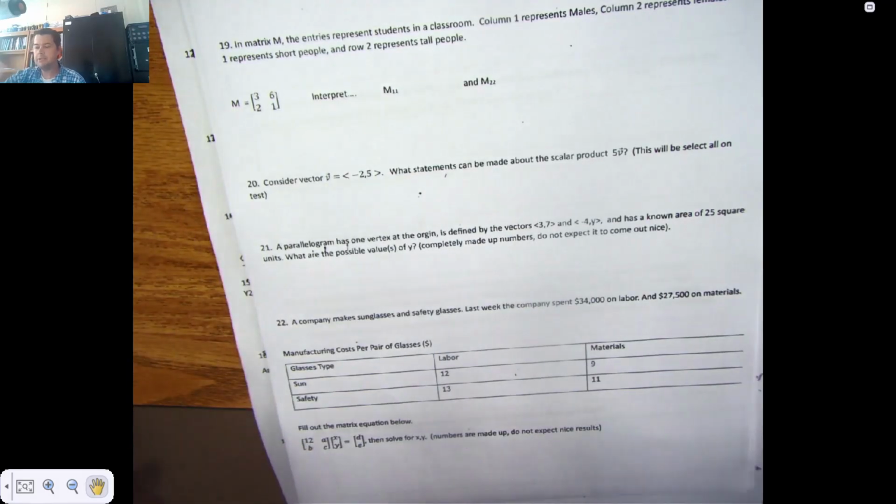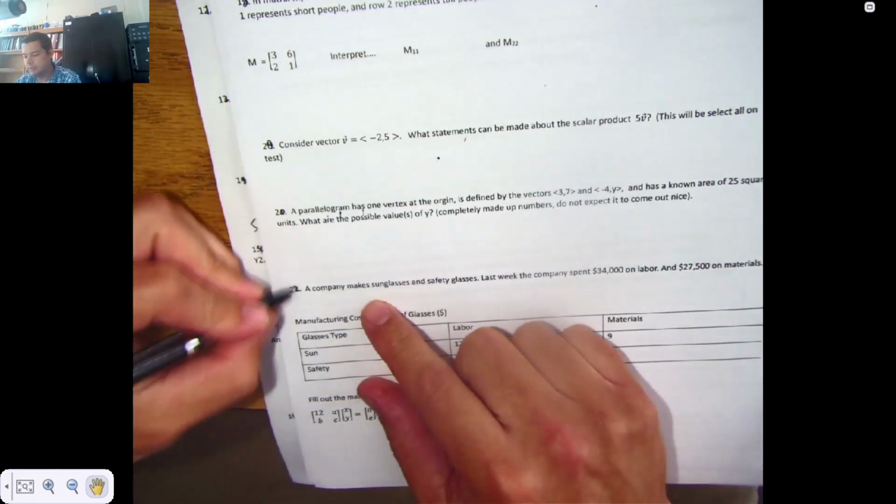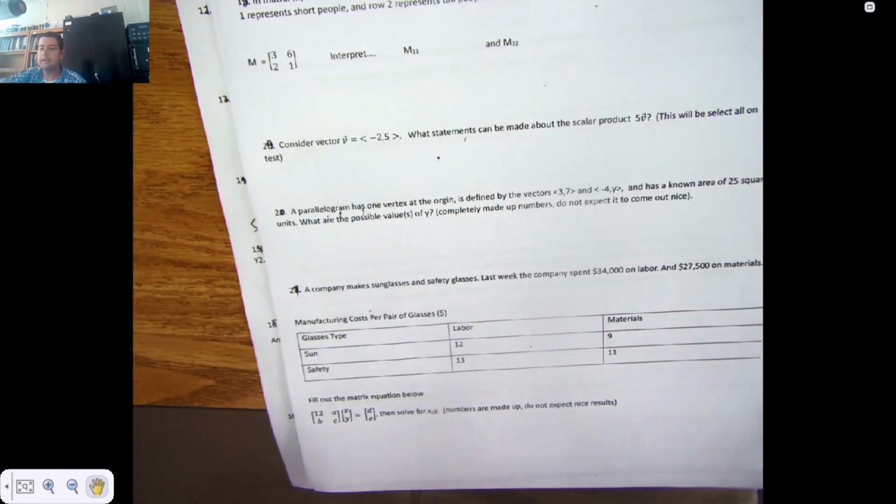This is the last page of the test content. This is actually number 17, 18, 19, 20, 21. Maybe. I don't know. All right.